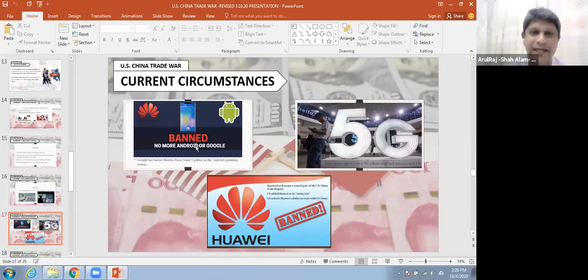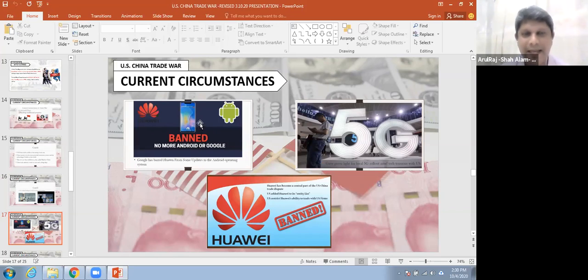They have gone ahead with banning Huawei, Android, and Google. Basically, they feel that by having this 5G technology in Huawei, a lot of information can be taken from the US to China for other purposes, for misuse or anything. So basically, with this 5G technology, the US has not gone into that yet.